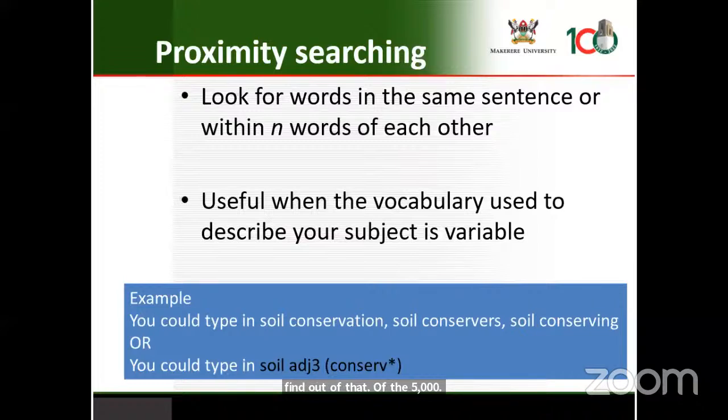We need to know precision and recall. I don't know if my librarians can talk about precision. So when you run the search, we aim to get few results, but out of the few, a lot of them, maybe more than 50%, should be relevant. Rather than searching and you get 10,000 and you find only 10 are relevant. So for us, we're aiming at precision.